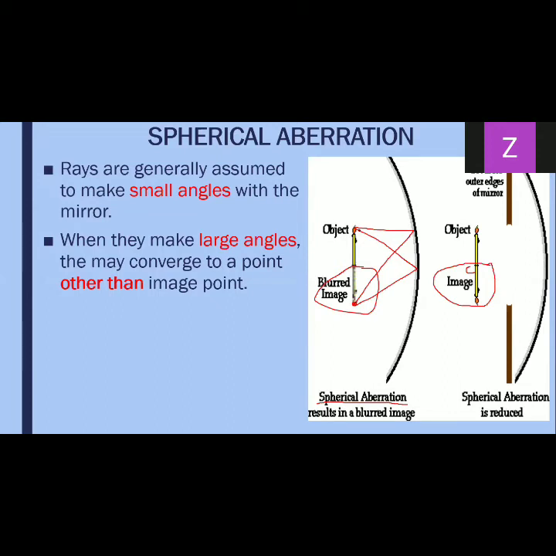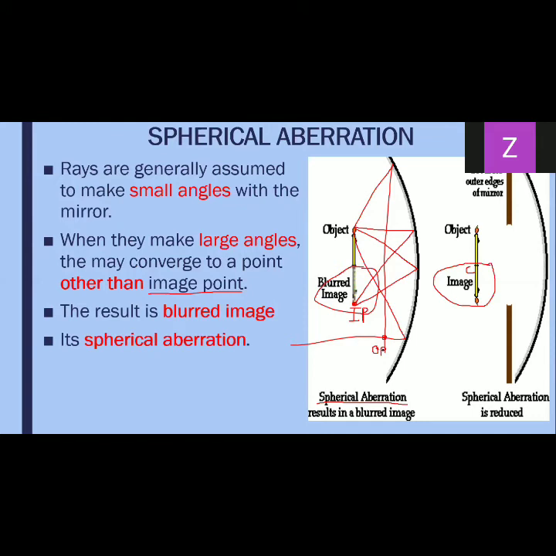But are these the only rays which will be making small angles? No, there will be another ray which goes something like this, and it's going to go something like this. There will be another ray which goes something like this and which gets reflected like this. So this is another point which we are getting due to the large reflections or large angles. And you can see these two points are different. So they converge to a point other than the image point. And this is our image point. We can consider this as IP, right? And the point here is what we have as OP, other point. So the result we get is a blurred image. And this is what we call a spherical aberration or a spherical defect.